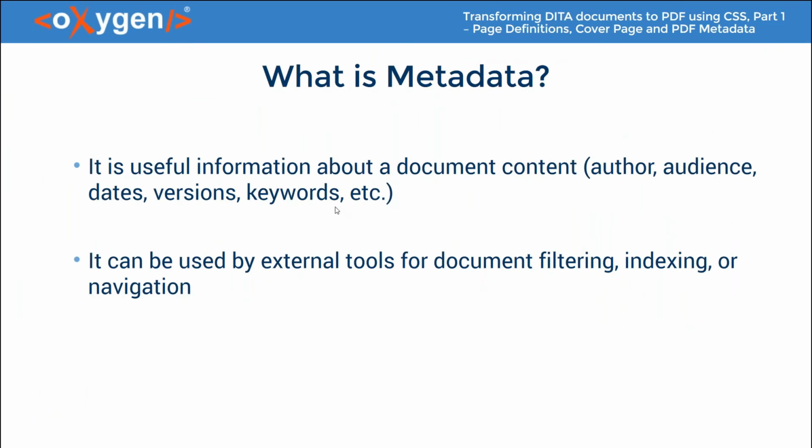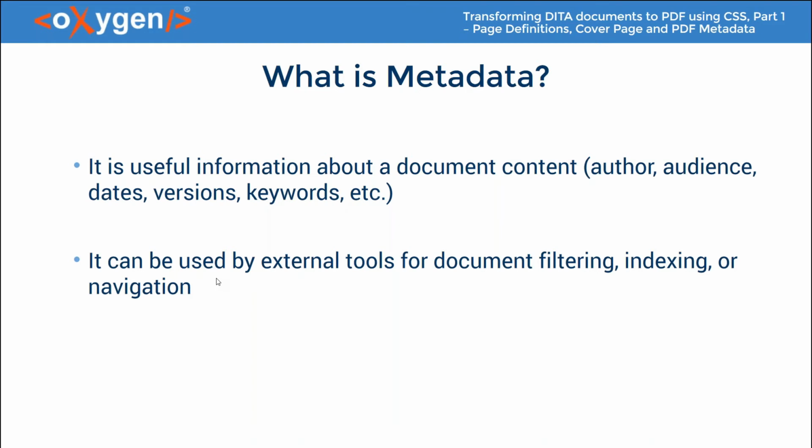Now we will continue with metadata. So what is metadata in a DITA document? It's useful information about your document content, your book. In our case, for example, the author, the audience, some dates, maybe multiple versions, release dates, etc. You can also define some keywords inside each document.